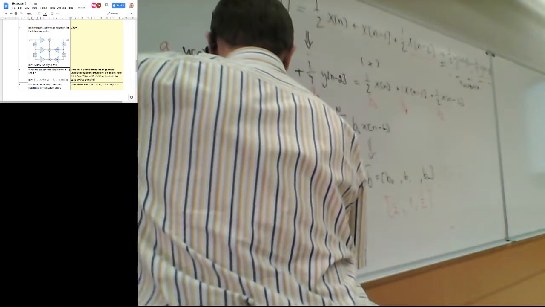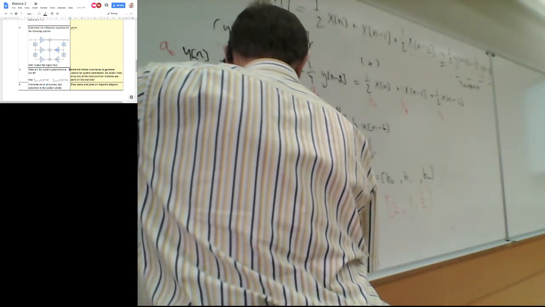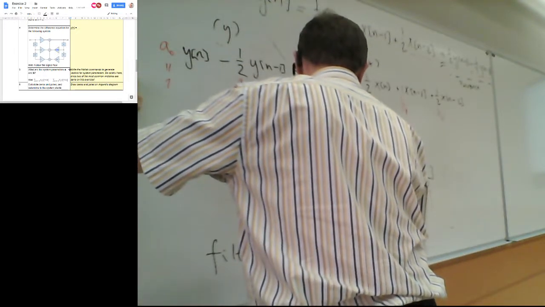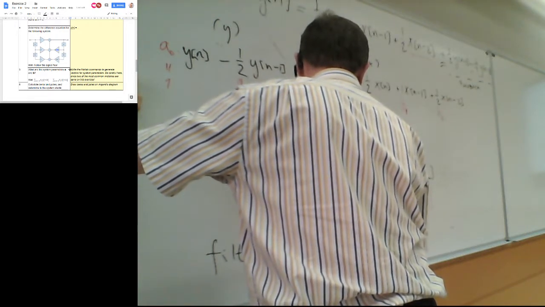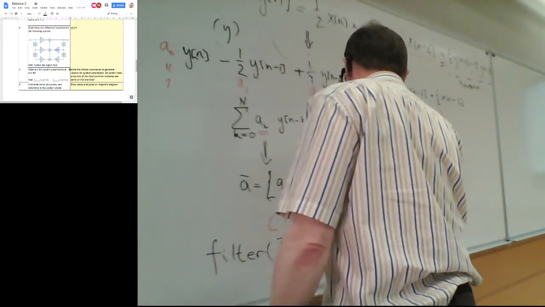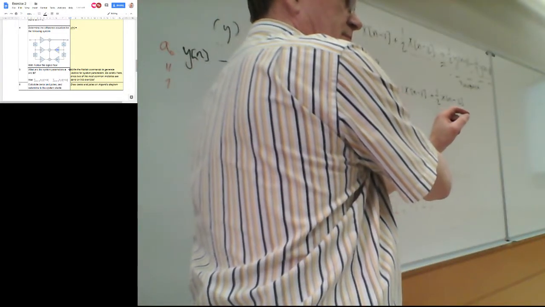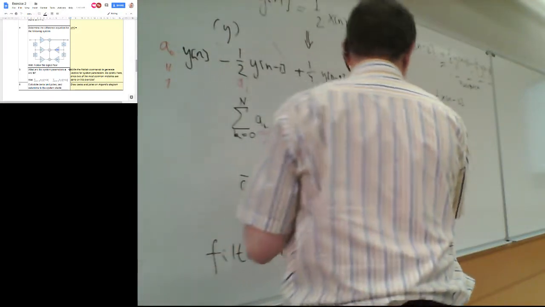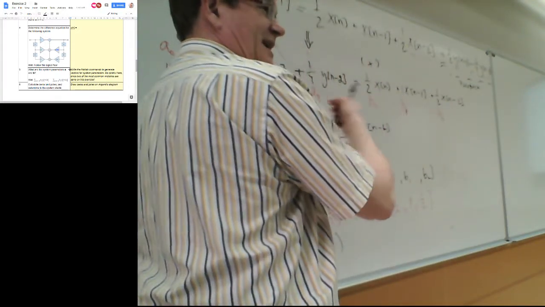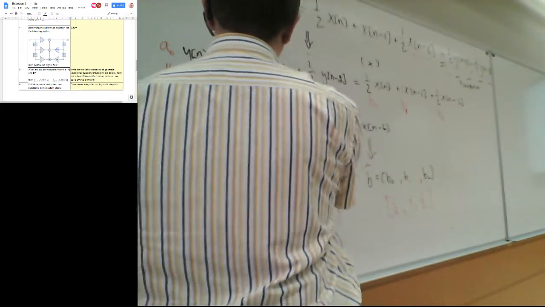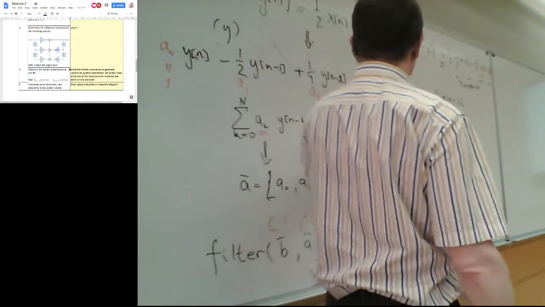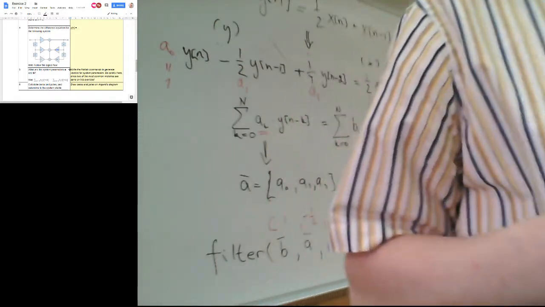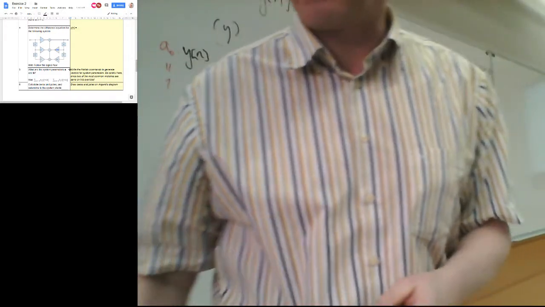See, now we can actually start playing around with the system. For example, that filter command takes parameters b and a and the input x in that order. It's also very simple to mix these A and B. Remember, A is the output coefficients and B are actually the input coefficients. Why that way? For historical reasons.